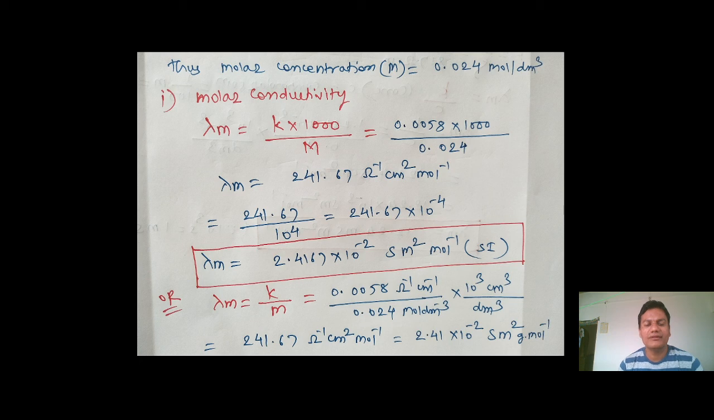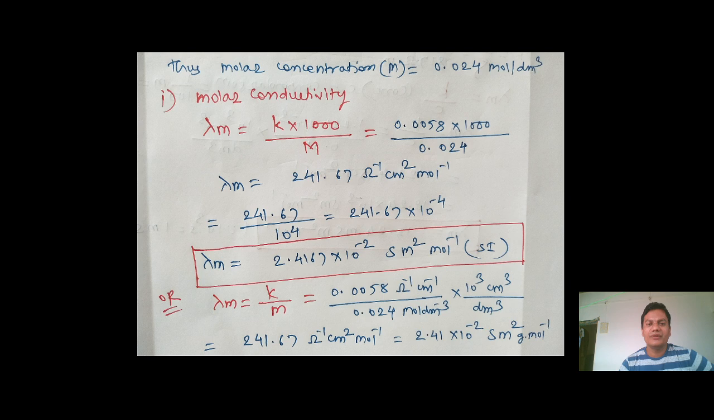Okay, so cooperate. So now lambda m is 241.67 per ohm centimeter square per mole. Now we have to divide this factor by 10 raised to 4, because when we convert centimeter square into meter square, in 1 meter there are 100 centimeters, so that is nothing but 10 square.